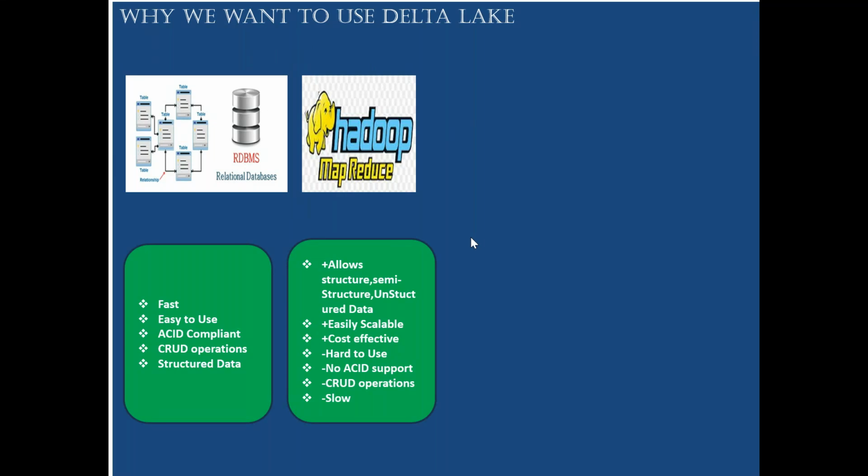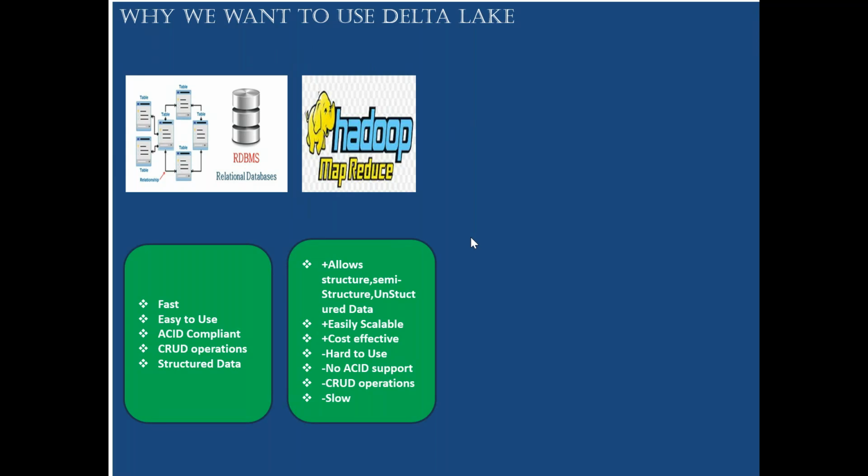You need people who know Java, and only those people are required to code it. No ACID support. No ACID support means atomicity, consistency, isolation, durability, those things are not supported. CRUD operations too, because Hadoop stores data in files, you can't update a record, you can't delete a record, you can't add a new record to the existing files.